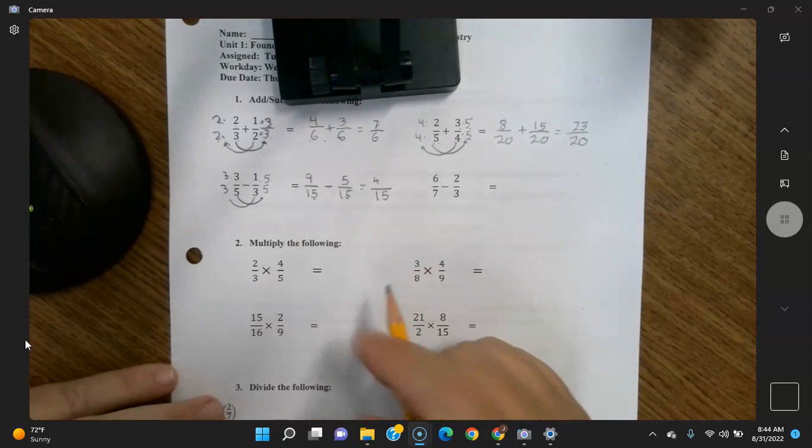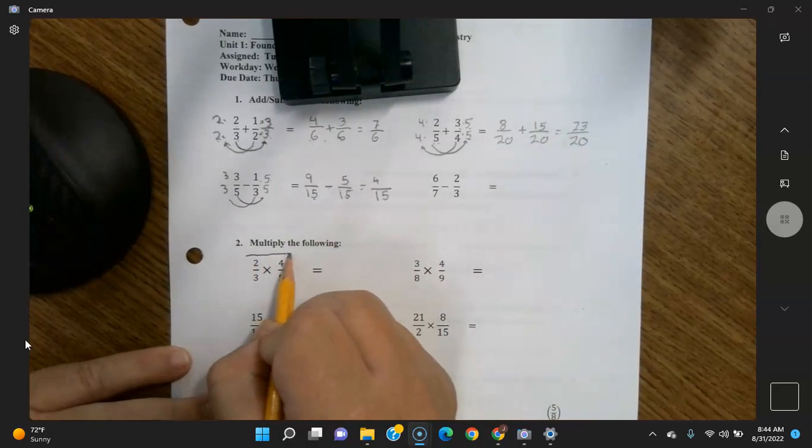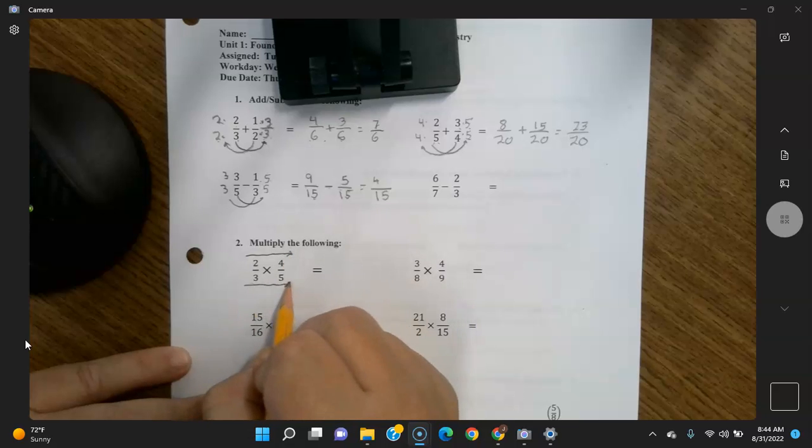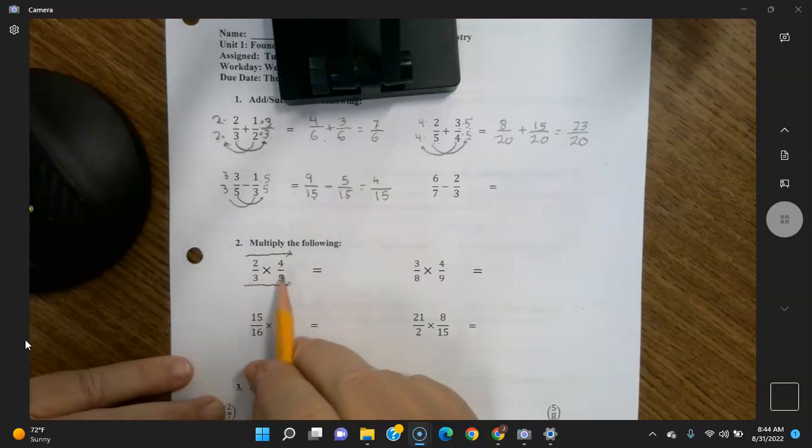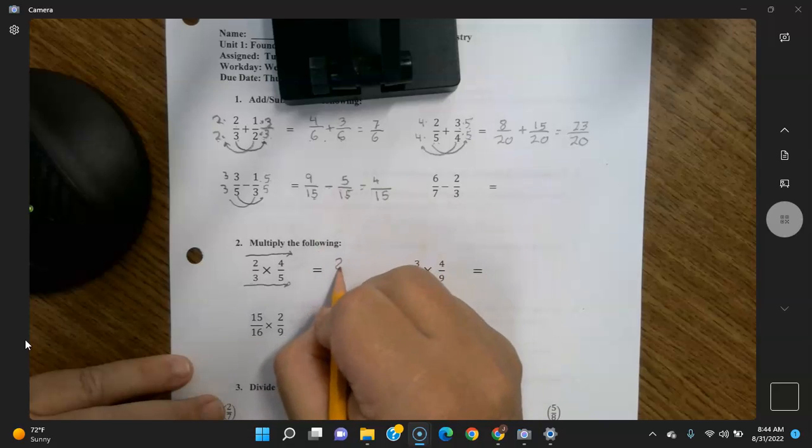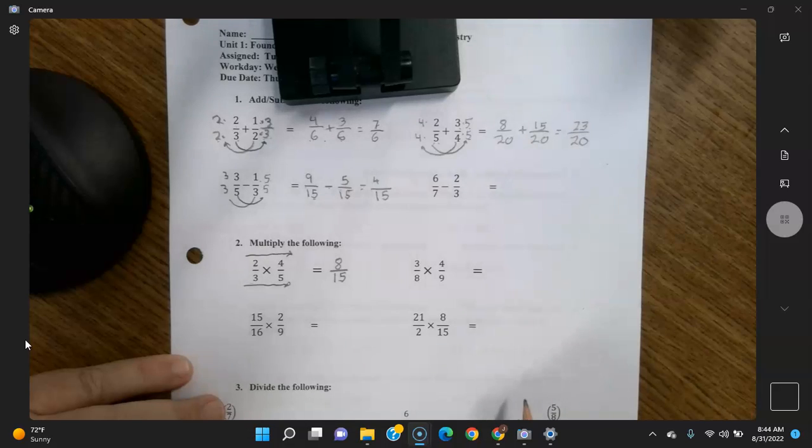I'll just do a couple of these. For multiplication, you multiply straight across the top, straight across the bottom. You do multiply the denominator as well as the numerator. So 2 times 4 is 8, 3 times 5 is 15, and that would be your answer.